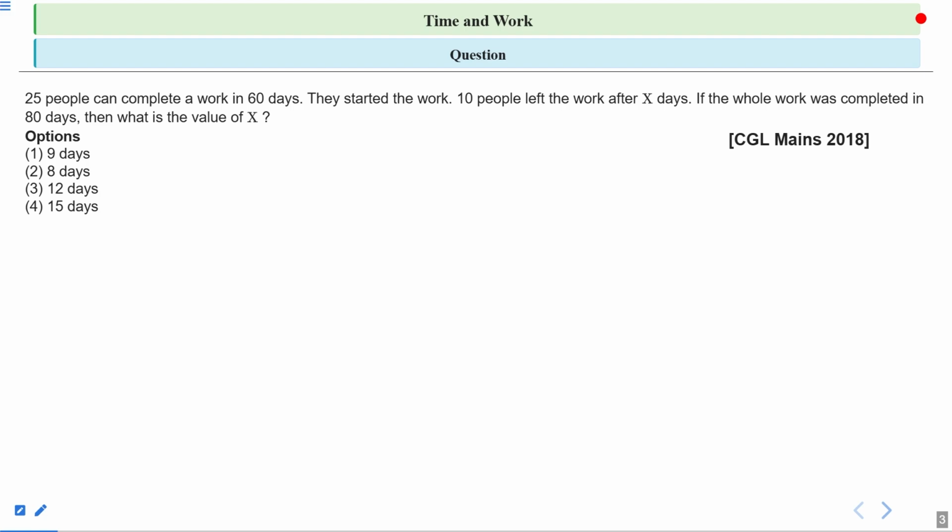So there are four options. First one is 9 days, second is 8 days, third one is 12 days and fourth one is 15 days. Now you have 10 seconds to analyze the question. Your time starts now. Now time's up. Let's see the solution of this question.